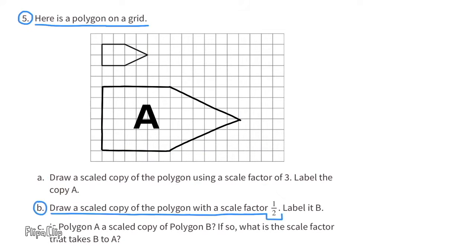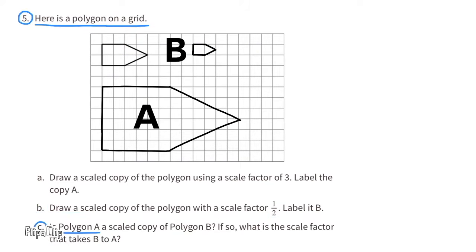B. Draw a scaled copy of the polygon with a scale factor of 1/2. Label it B. This time the side lengths of the scaled copy will be exactly 1/2 the length of the original figure. Here's a look at the scaled copy with the scale factor of 1/2 labeled B.